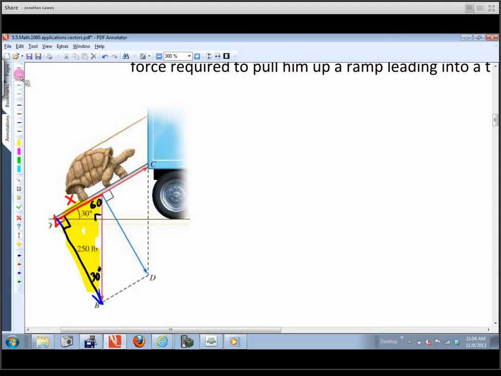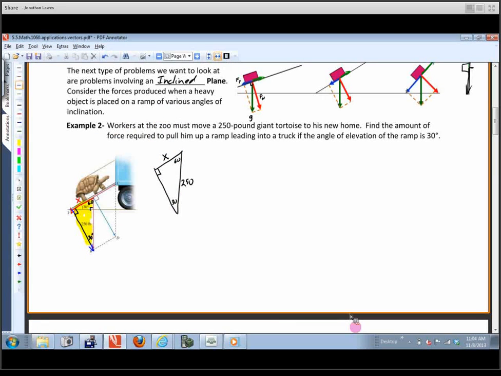So let me draw this completely separately here. Here's what we've got. We've got a triangle that looks like this. This is the 250 pounds that come from that tortoise. This is a 90-degree angle right here. This is a 60-degree angle, and that is a 30-degree angle. And our question is, what is this right here? That's what we don't know. And that's all we need to find out, because they're asking for the force required to pull them up the ramp, or push them up the ramp if you wanted to think of it that way.